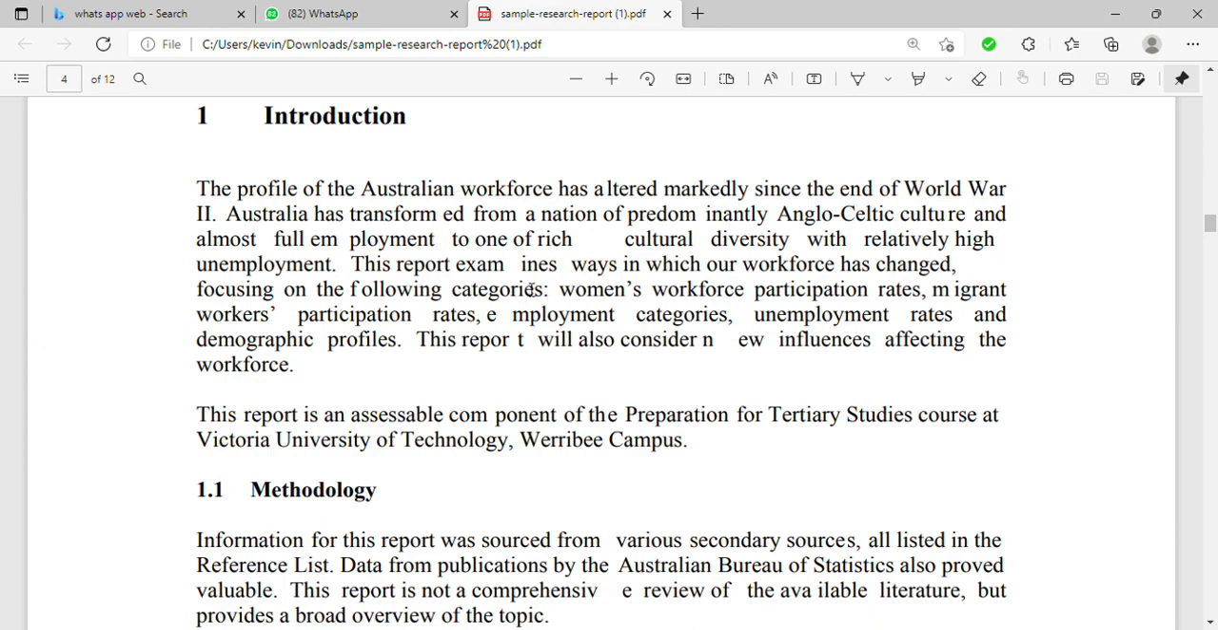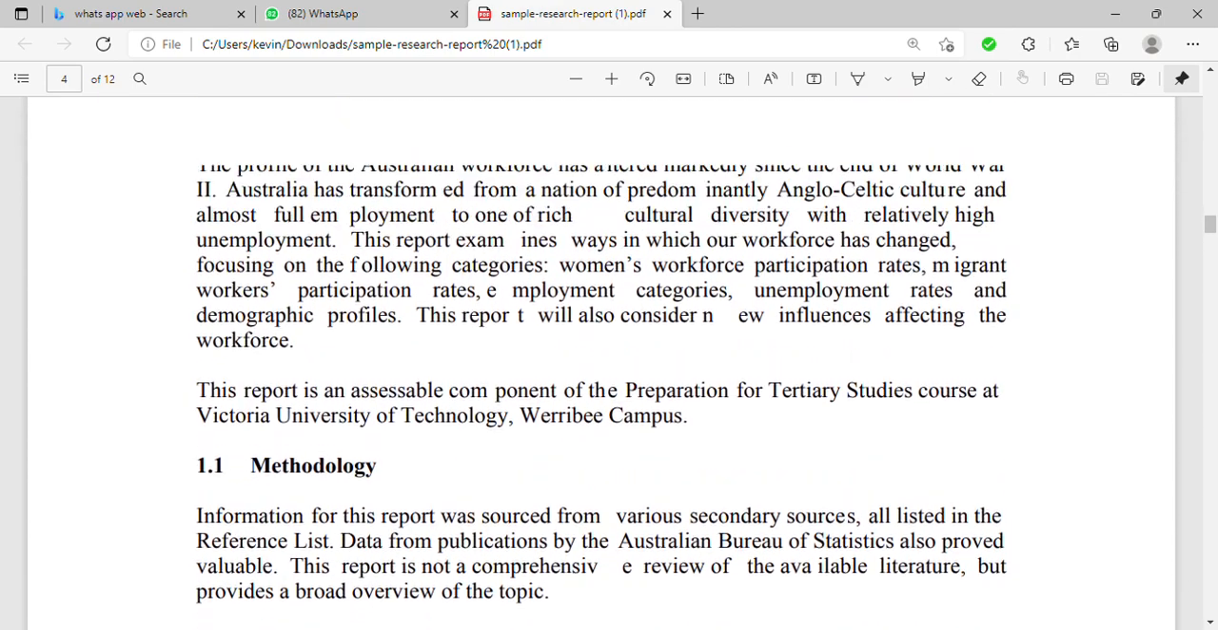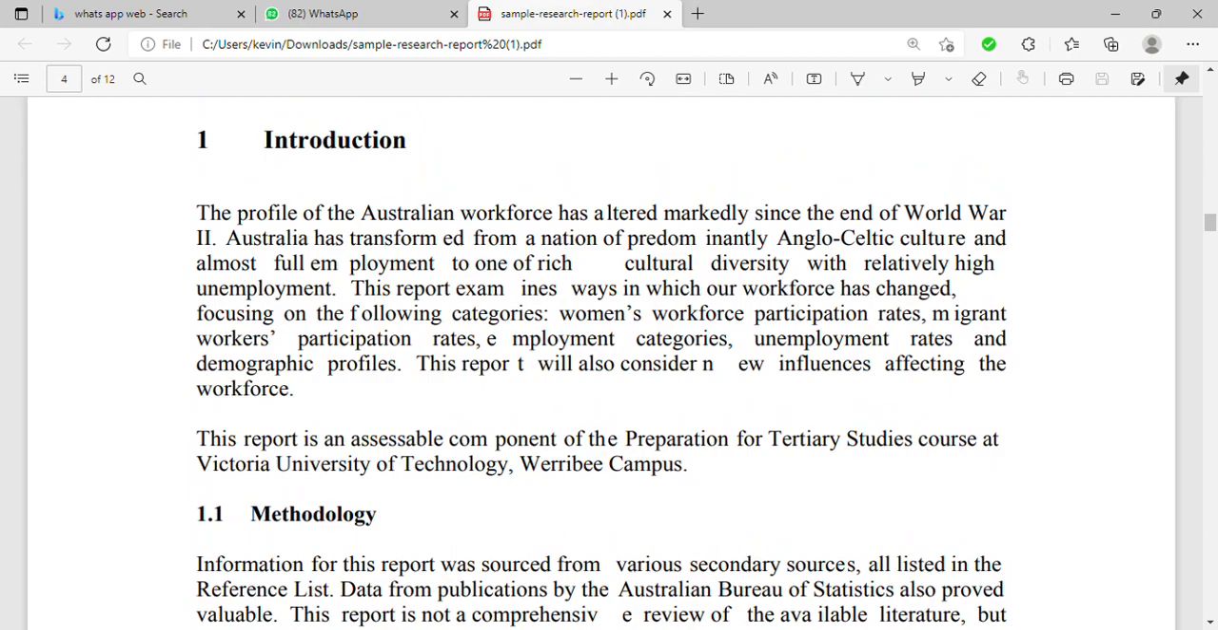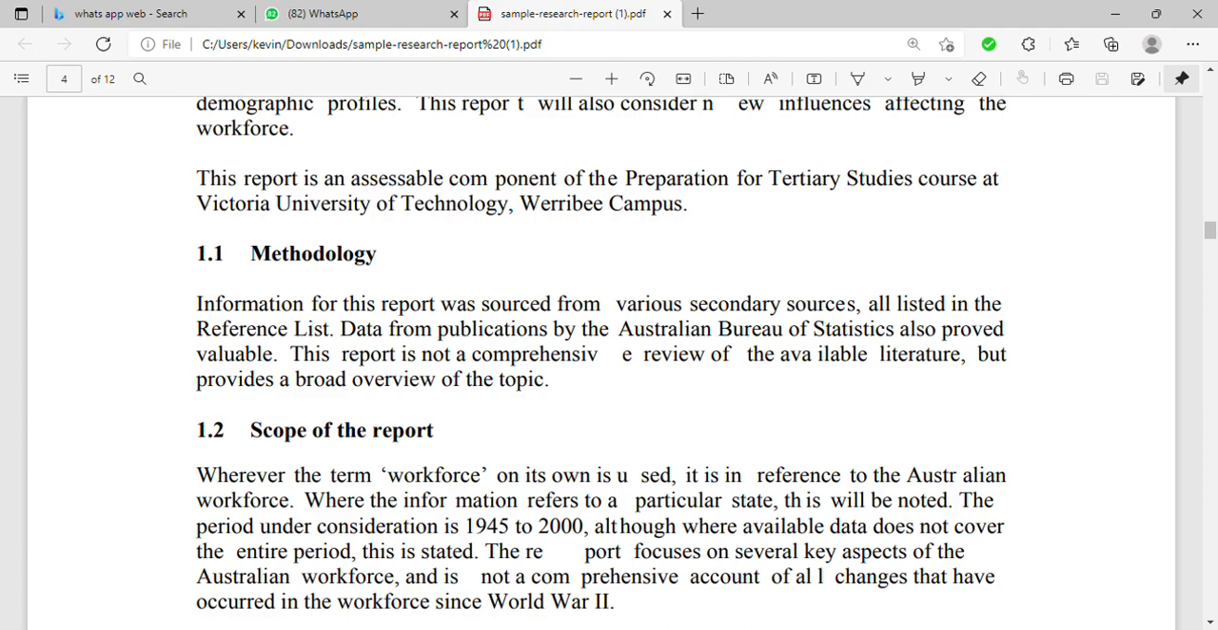This report examines ways in which our workforce has changed, focusing on the following categories: women's workforce participation rates, migrant workers' participation rates, employment categories, unemployment rates, and then demographic profiles. This report will also consider new influences affecting the workforce. This report is an assessable component of the preparation for tertiary studies course at Victoria University of Technology. So this is the introduction, and under the introduction we state the methodology.